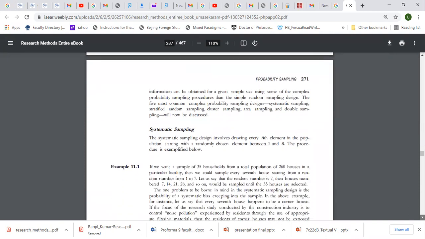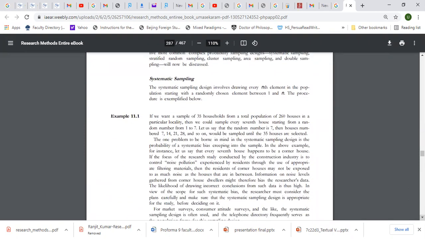We're going to discuss the first one, which is systematic sampling. The systematic sampling design involves drawing every nth element in the population, starting with a randomly chosen element between 1 and n. So, if you remember, we talked about the population frame. Let's suppose you're taking all the students of a university, and you're conducting your study in City University. Now, rather than going for random, you go for the restricted one. And in the restricted one, you are going for systematic sampling.